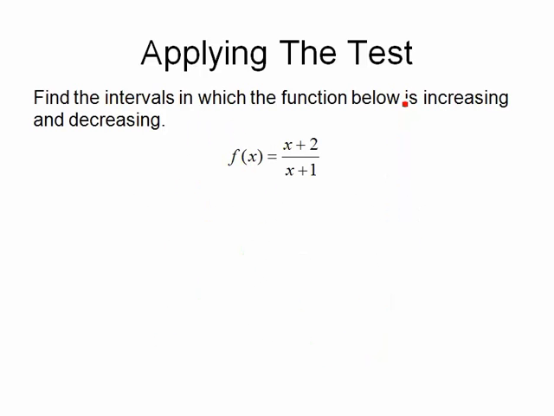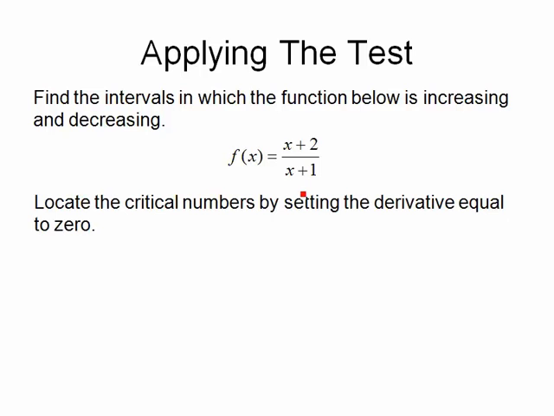Let's try the same process, but now let's try it on a function f of x equals x plus 2 divided by the quantity x plus 1. So again, we're going to have to locate the critical numbers by setting the derivative equal to 0, and remember, critical numbers could also be where it's undefined. So let's take the derivative. Remember, this is going to require quotient rule.